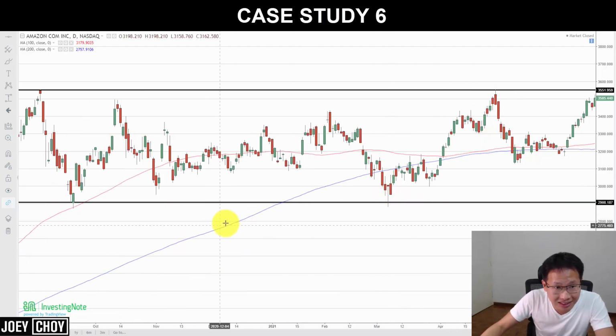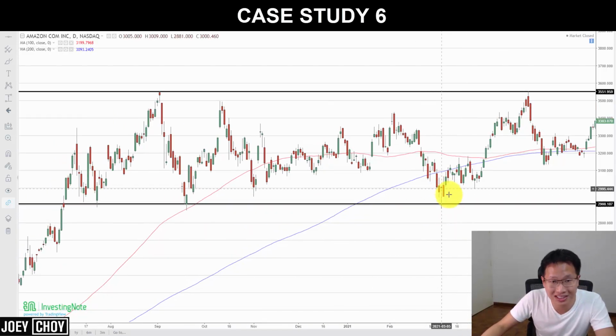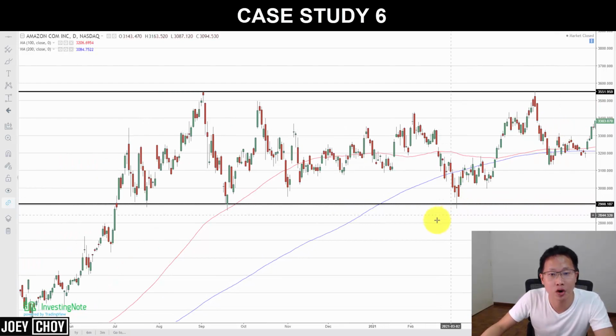That is a good sign that this support at the 2,900 level will most likely hold, and again we might see a reversal happening again. It was consolidating again for like a week or two, and that's where the reversal started. Right, so same thing here.